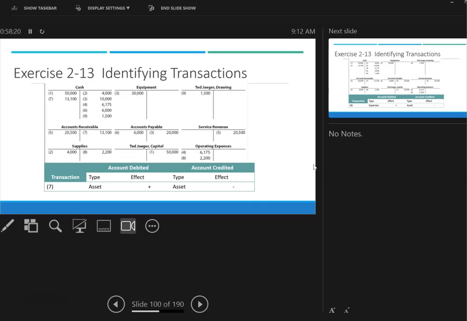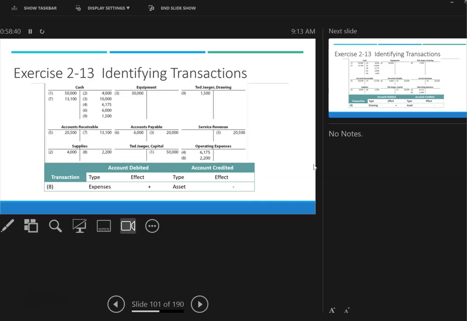Next, 7, we have an increase in cash of $13,100, and we have a credit of accounts receivable of $13,100. What happened here? We received money on account, didn't we?